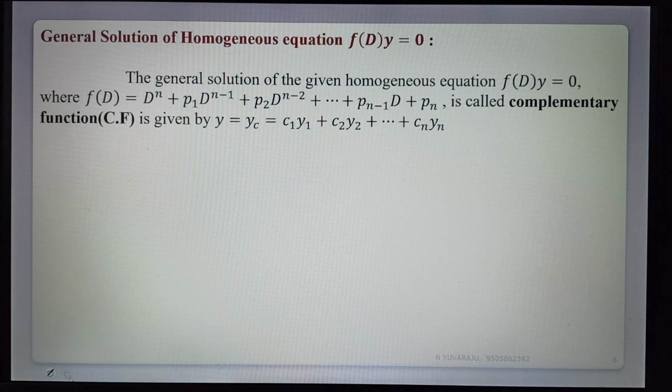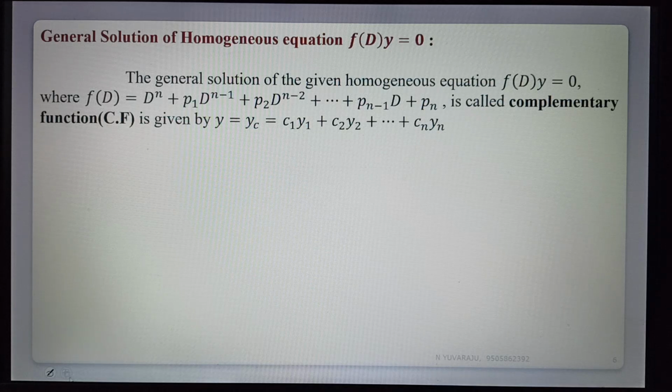For an nth order equation there exist n arbitrary solutions. So in the case of second order there are only 2 solutions, for third order 3 solutions. The complete general solution is the linear combination of all independent solutions, which is called the general solution of the given homogeneous equation, where c1, c2 and so on are arbitrary constants.